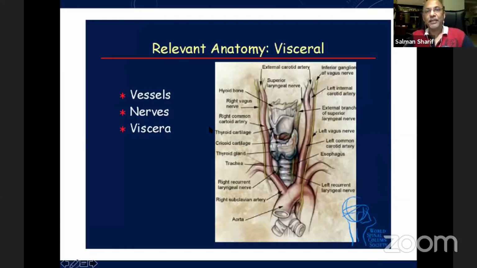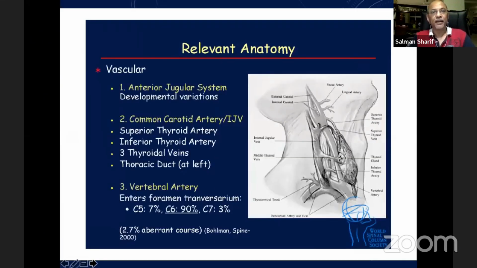The relevant anatomy, obviously, we're going to be talking about is the vessels, nerves, and viscera. And the nerves, two important nerves that go from here: one is the vagus. And vagus gives rise to the recurrent laryngeal on the right, which goes underneath the subclavian, whereas on the left, you can see it goes straight up, and this curve comes straight up from here. So there is a difference in the recurrent laryngeal nerve on both sides, and viscera are important in this area. Of this, the esophagus is the most important one.